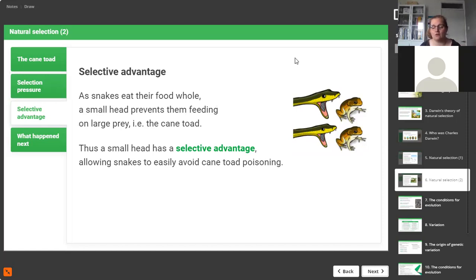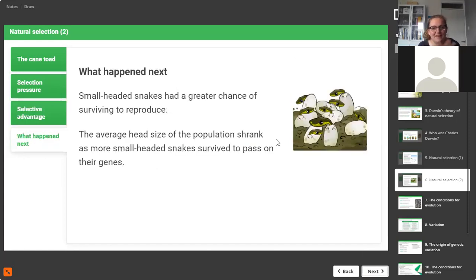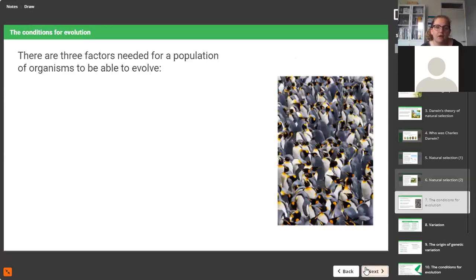So basically what happened was all the snakes with really big heads died out because they ate these cane toads, and the ones with small heads that couldn't eat the cane toads survived. So therefore, you can imagine, because they're the ones that survived, they went on to reproduce, and their young also had quite small head size, that meant they couldn't eat a cane toad. Small head snakes had a greater chance of surviving to reproduce, so the average head size of the population shrank as more small-headed snakes survived to pass on their genes.